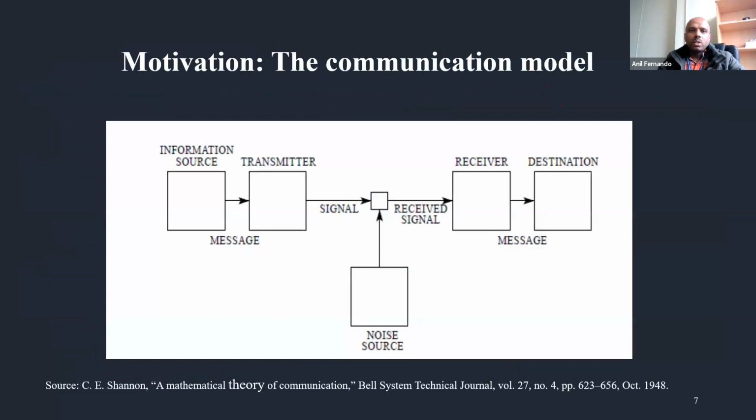The motivation in this talk is to use autoencoders for solving a communication model problem. This is a typical communication model where we have the information source and the transmitter. The information source is mapped to the input to the transmitter. The transmitter generates the signal, which is transmitted through a noisy channel. Then at the receiver, the message is regenerated and passed to the destination, where it can be used for different applications. It's a typical communication model, like we find in most communication applications.